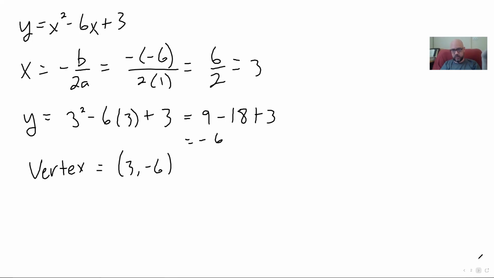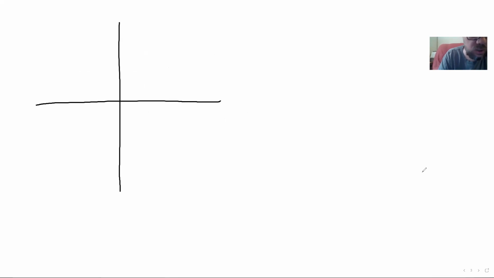So my next page is blank. So let's do this. It was 3, -6. So I'm going to start here. 1, 2, 3, 4, 5. 1, 2, 3, 4, 5, 6. Notice that I'm deliberately drawing it this way because I'm expecting it to open upwards, because x squared is positive. So that's how I'm constructing my axes. I'm deliberately making the bottom a little long.